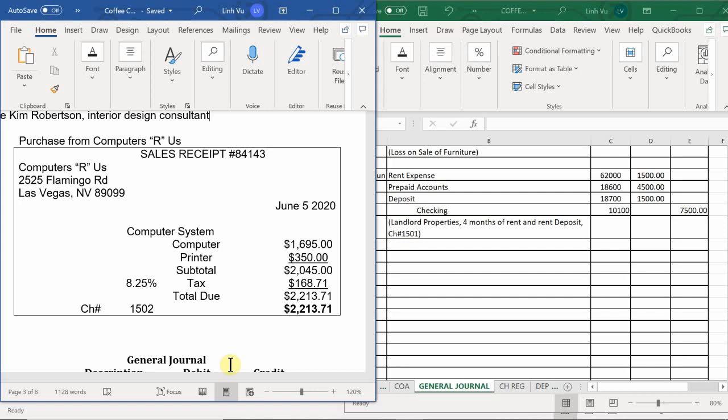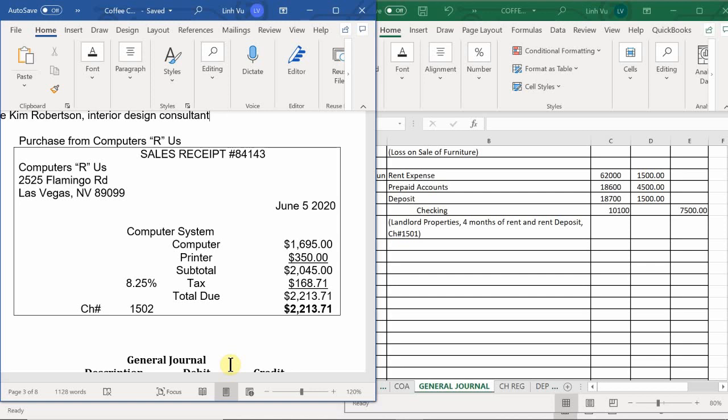We purchased a computer system, which is a computer and a printer. My subtotal is $2,045. I got taxed 8.25% for $168.71, and therefore the total amount due was $2,213.71. I made a payment using a check. I have a lot of stuff to do here. We can journalize all of this now, because we paid at the time of service, at the store.